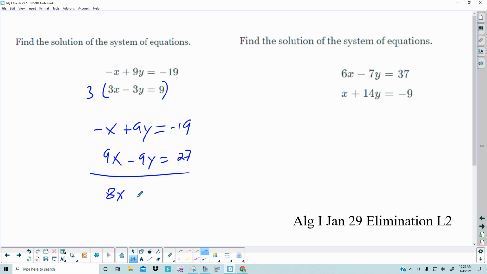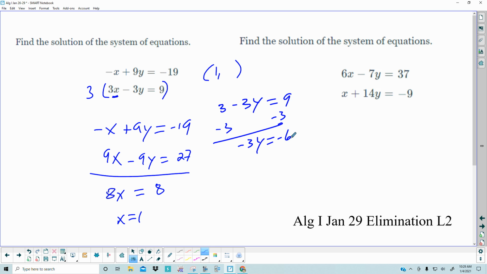So I get 8x, this cancels out, equals, so what's that, 8? So divide by 8, and you get x is equal to 1. Fill that 1 back into either equation. It does not matter. Again, I'm going to use the bottom one because the numbers are smaller. 3 times 1 is 3. Minus 3y is equal to 9. Subtract the 3. Negative 3y is equal to 6. Oops, 6, not negative 6. Divide by negative 3, and you get y is equal to negative 2.